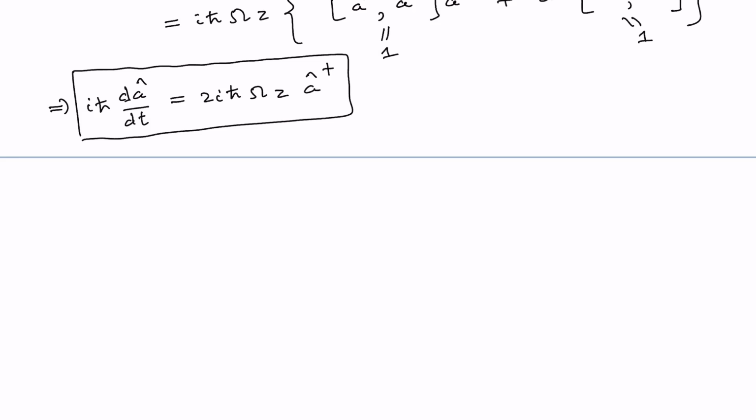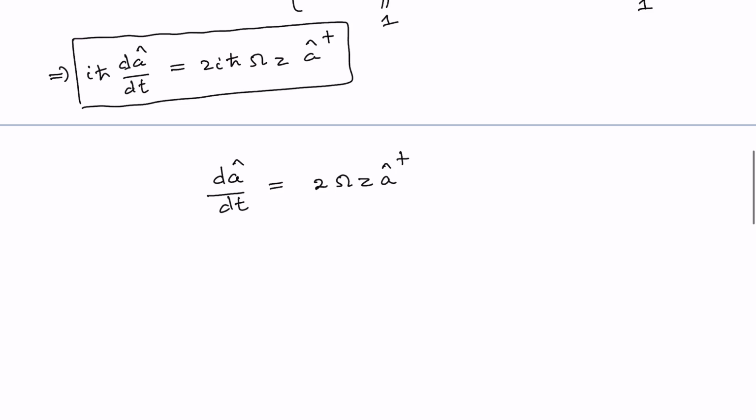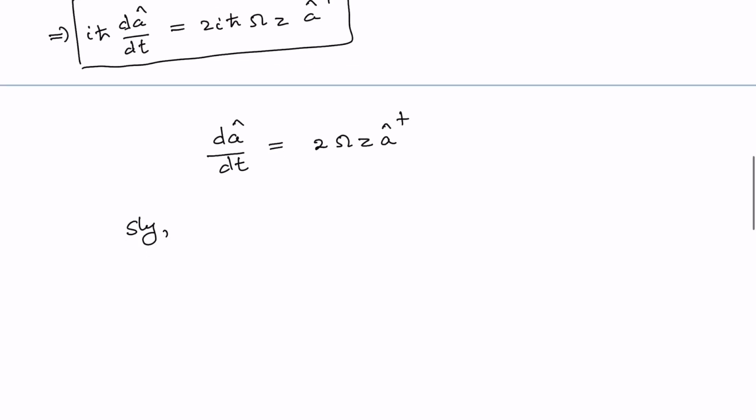Similarly, I can get the equation for the A dagger operator, dA dagger/dt. However, rather than writing it that way, let me get rid of i h bar, which is common on both sides. So let me write it as dA/dt equal to twice omega z A dagger. Similarly, you can get the evolution equation for the creation operator, and that is going to be dA dagger/dt equal to twice omega z star A.